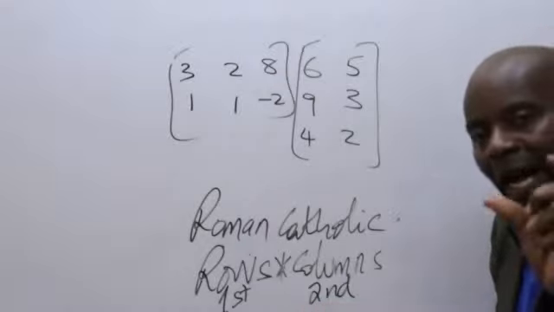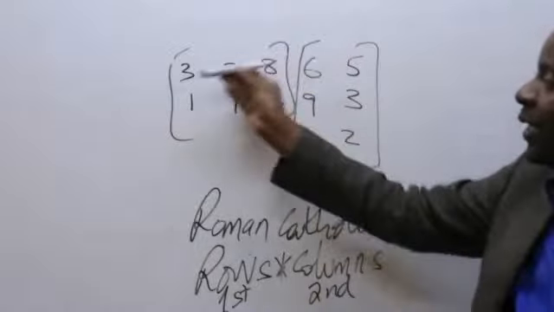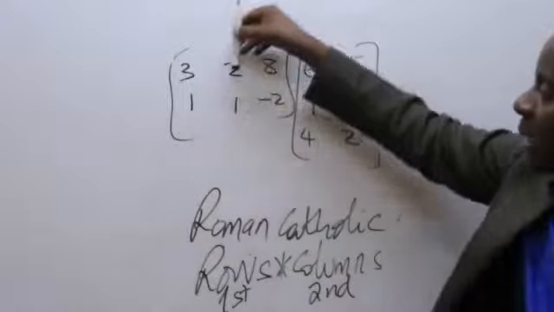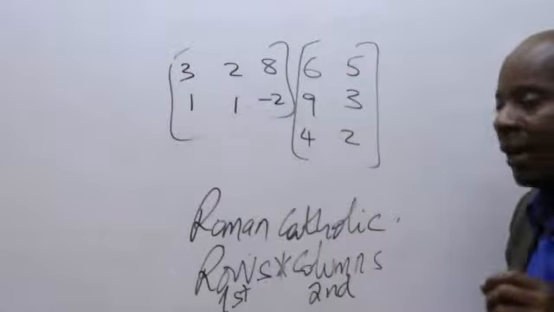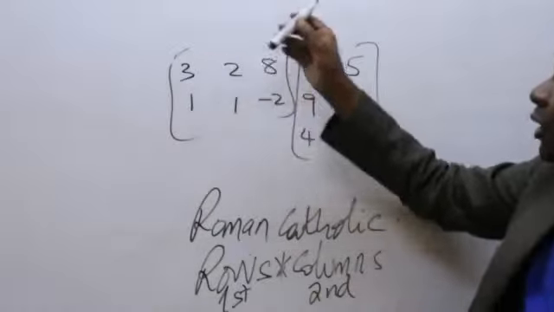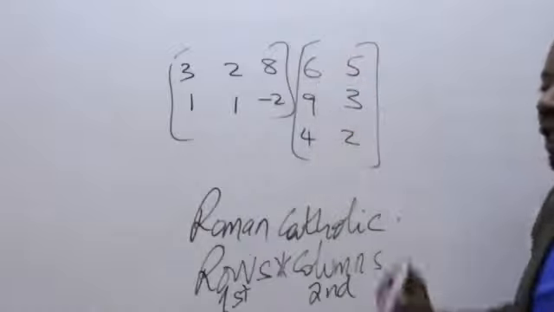Rows of the first matrix go like this always. Column is like the columns of a house, they stand like this. So I'm repeating again. I'm saying that the rows of the first matrix will multiply the columns of the second matrix.